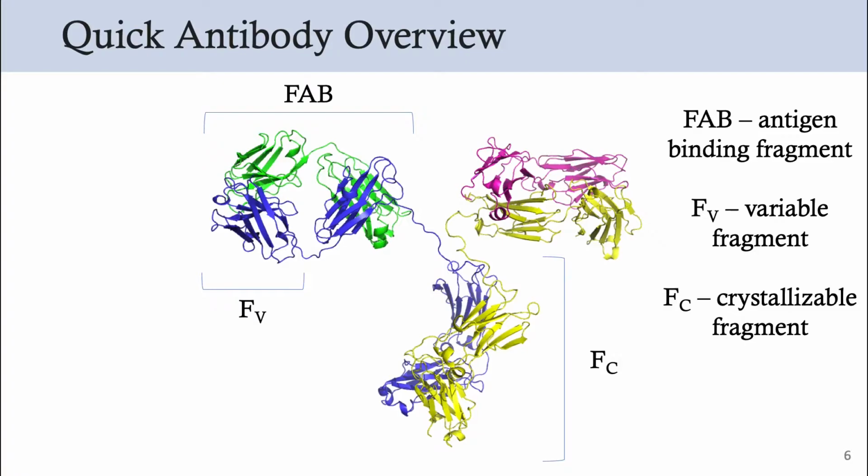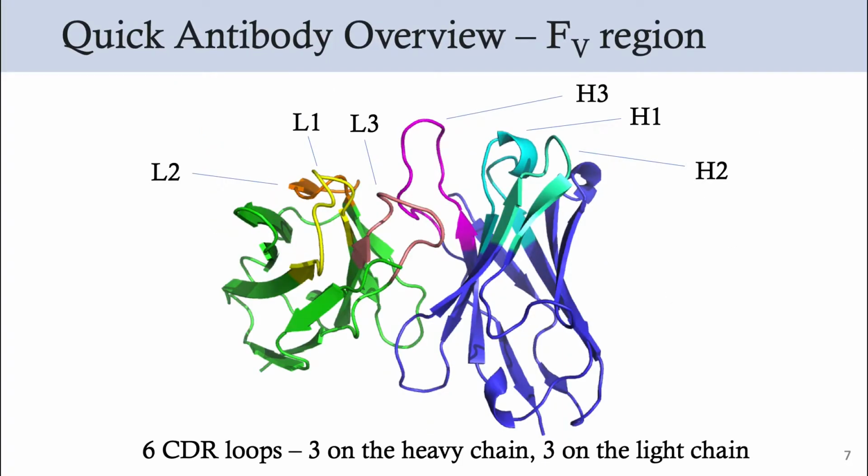The Fv region is where the specificity and diversity comes from in the antibody, and is the region that we'll be focused on for the rest of this talk. The Fv region contains 6 complementarity determining regions, or 6 loops, 3 on the heavy chain and 3 on the light chain. These loops are highly variable in length, sequence, and structure, and are what we'll be primarily designing.